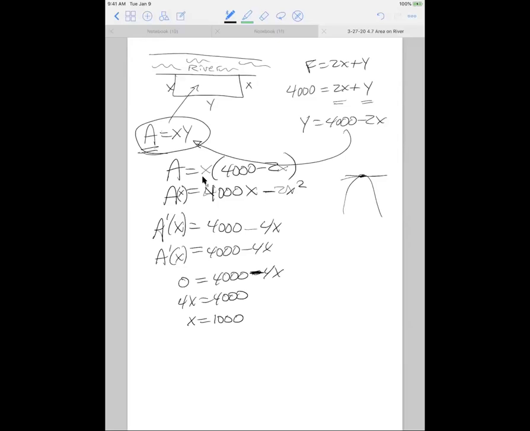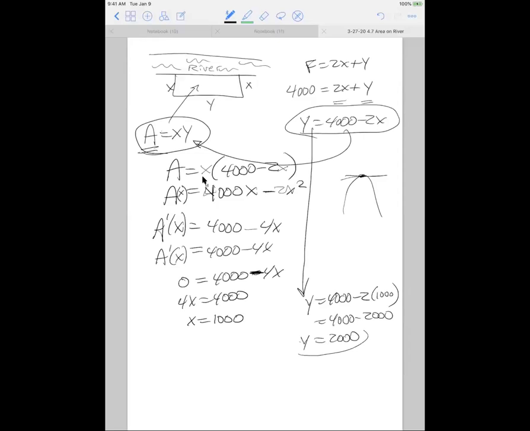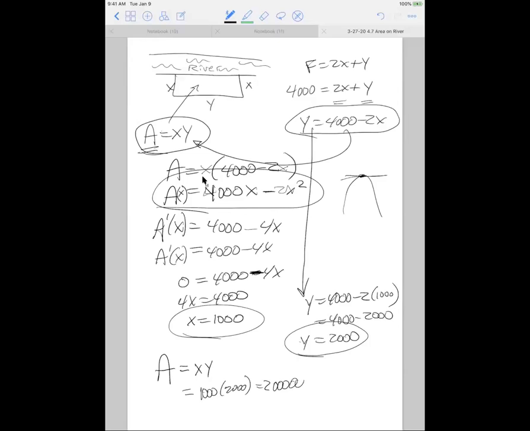Remember what we did last time: one of the functions we had to solve for y to do the substitution. So if I bring the y down here, I get y equals 4,000 minus 2 times x, and the x is 1,000. I substitute that in and end up with 4,000 minus 2,000, which is 2,000. So y is equal to 2,000, x is equal to 1,000. The area we had was equal to x times y. I could have plugged it back into my equation that just had x in it, but I can plug it in here as well and get 1,000 times 2,000, which is 2 and 6 zeros. So it ends up being 2 million, right?